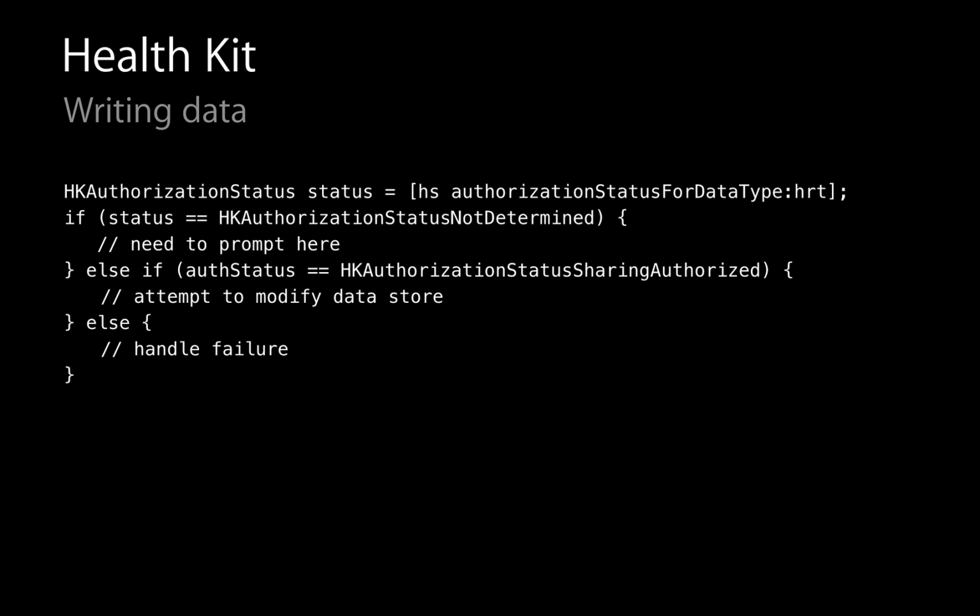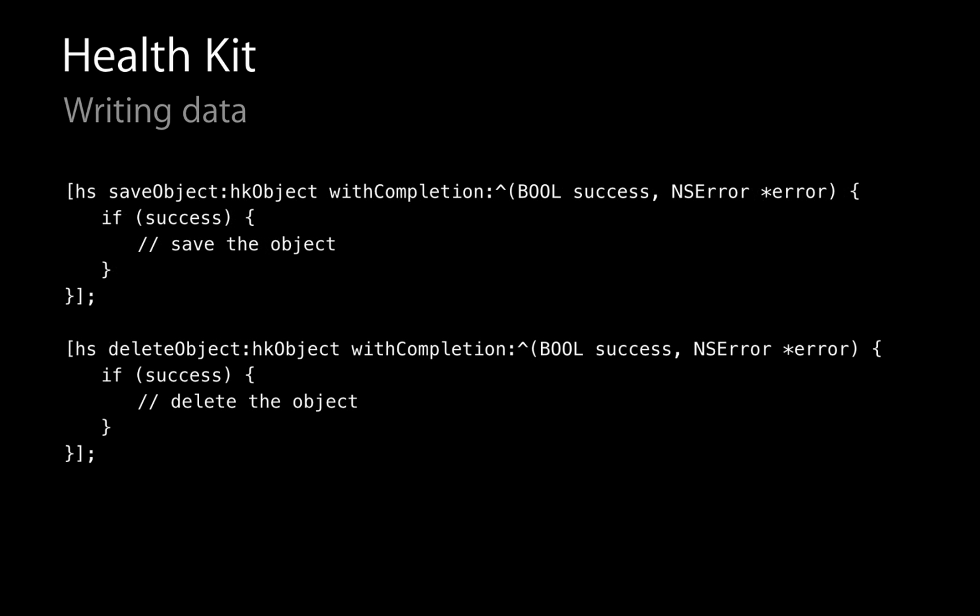Writing is slightly different. You can check to see if you have authorization to write, and you do that by calling authorization status for data type. This will return you back an authorization status, which you can then conditionalize your logic on. Also, applications can only edit or modify or delete data that they have written, not other applications' data. So you should check your authorization status first, and then if you need to, ask the user for permission. Calling save object and delete object will modify those particular objects.